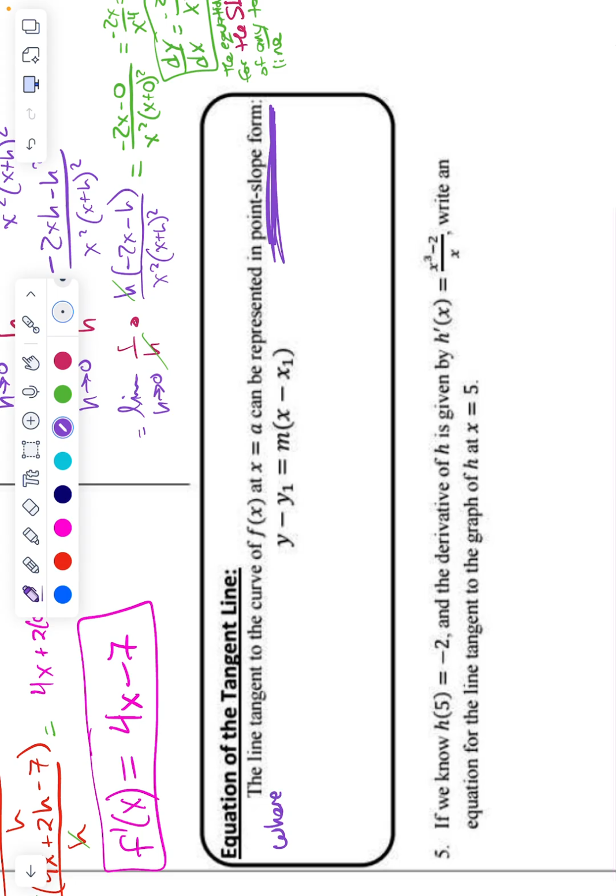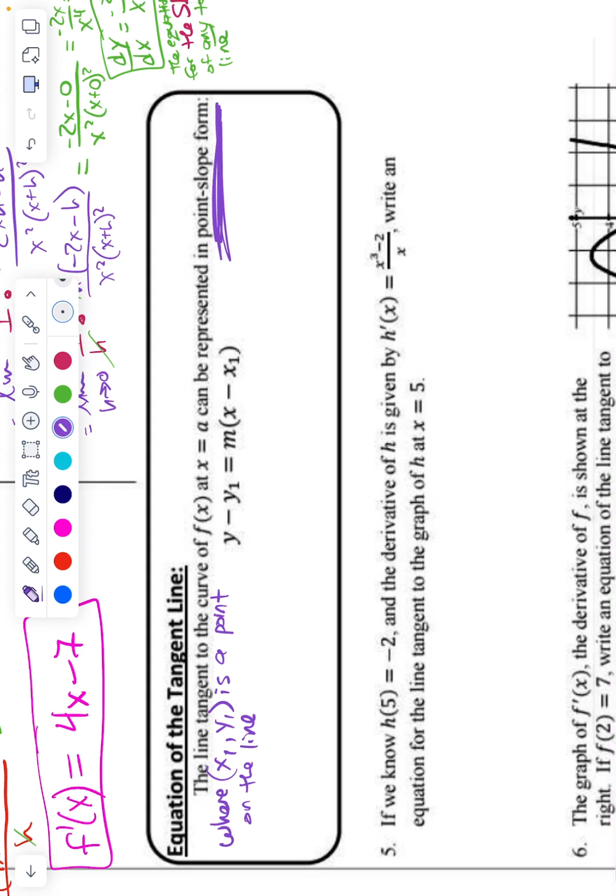So x1, y1 is a point on the line. Which point are we talking about when we say a point on the line for calculus? It's the point of tangency, okay? The point of tangency, that's the one we care about. So once we know it, which we'll be given part of that, then we can find this. But here's the calculus version of this. We'll write this and then stop there.